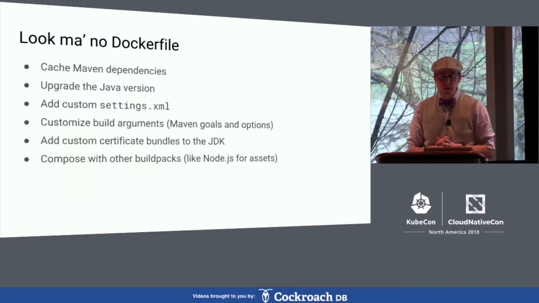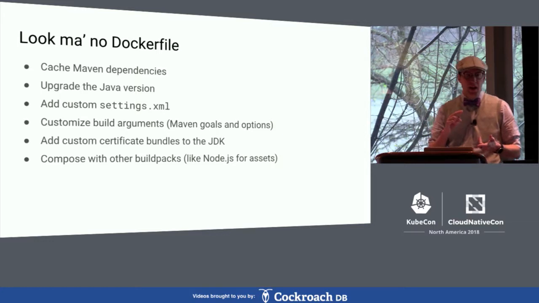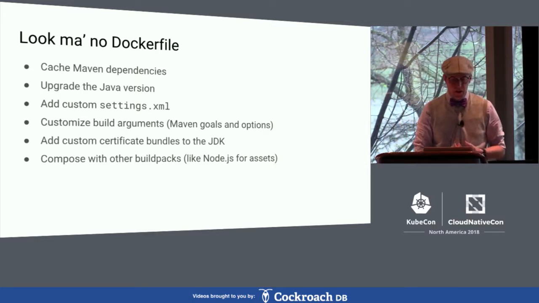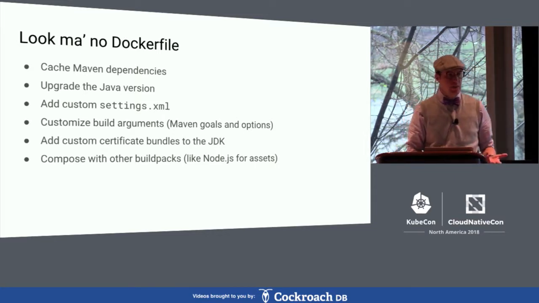Okay, so we were able to do all of this without a Dockerfile. We created a Java-based Docker image. We were able to cache our dependencies in a way that we can't do with a Dockerfile. We can keep that cache when we're updating things like the JVM. We can also customize the Maven build.